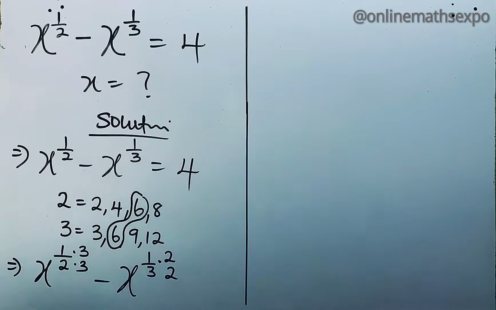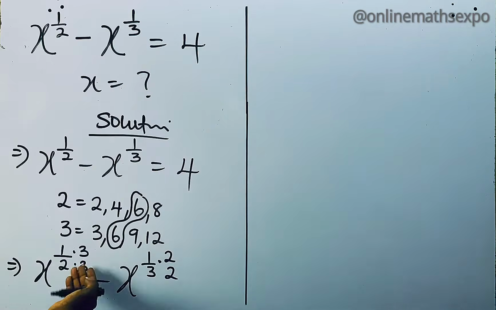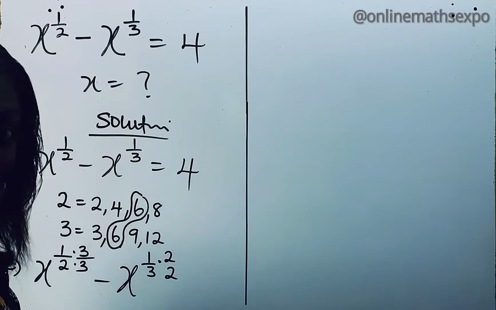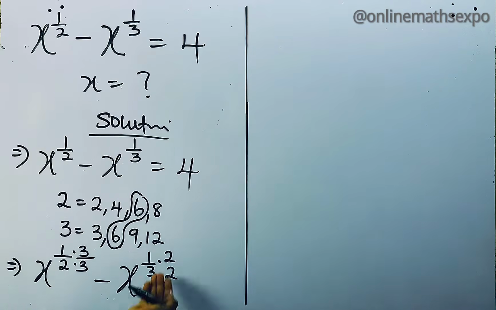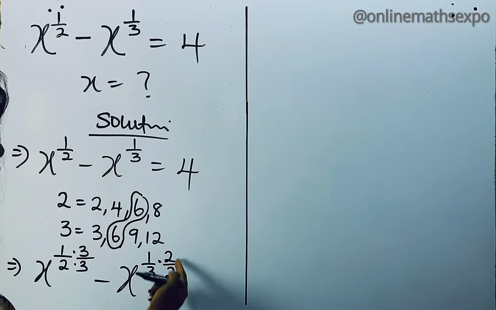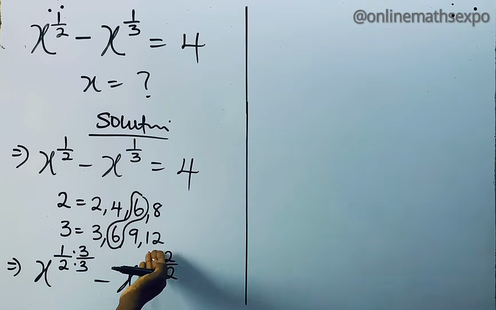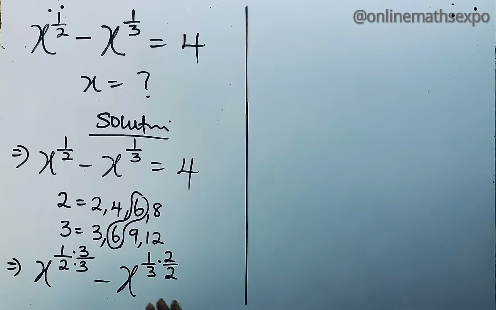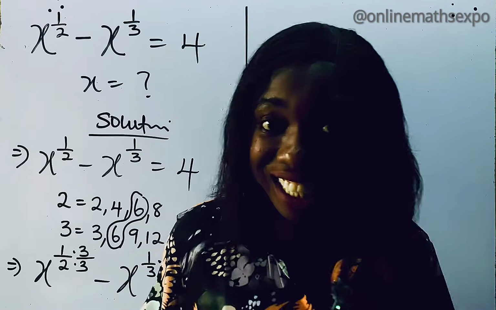By doing this, you have not changed anything, because when you divide 3 by itself it is 1, and when you multiply 1 by anything, it returns you to that. So you've not changed anything. Also here, when you divide 2 by itself it is 1, and 1 times 1/3 still gives you back 1/3. So you have not changed anything.